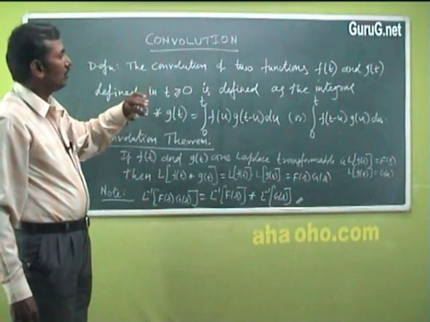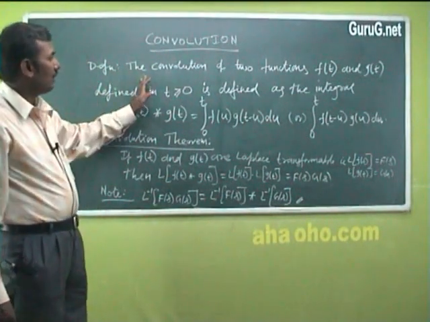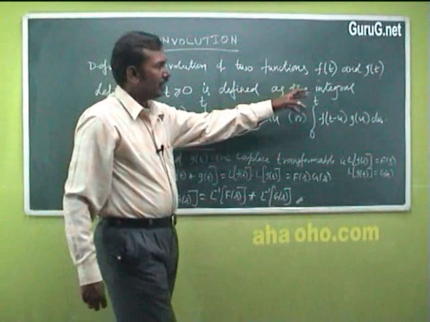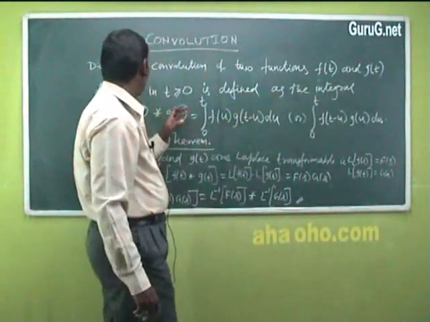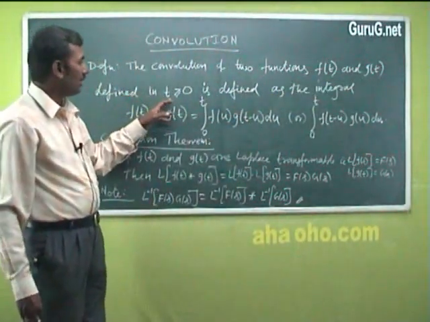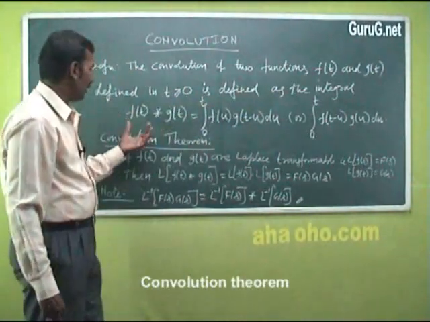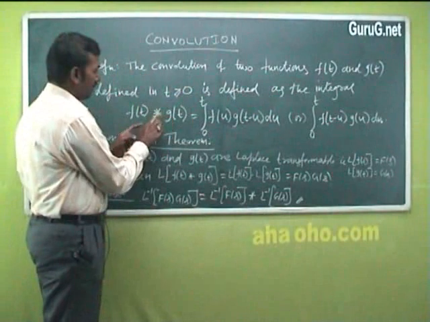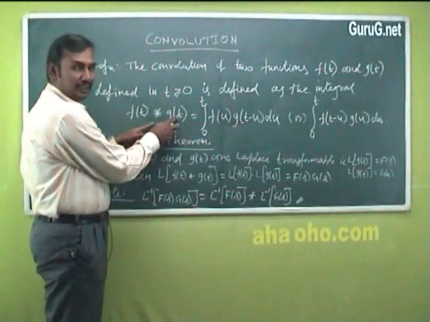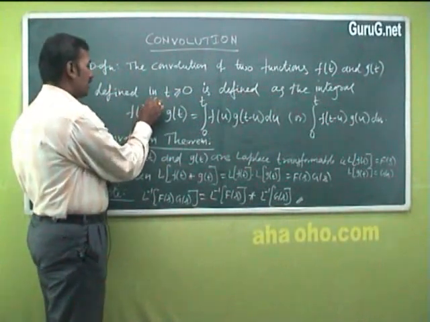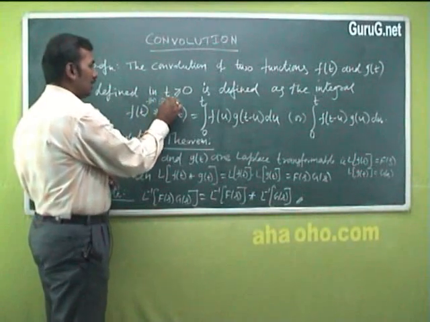So the convolution of two functions f of t and g of t, defined in the range t greater than or equal to 0, is defined as the integral. The convolution notation is f of t star g of t, or sometimes we can write it like this: f of t convoluted with g of t.